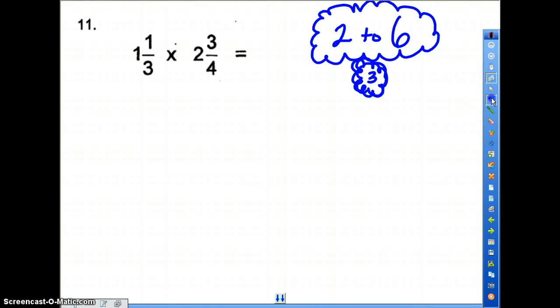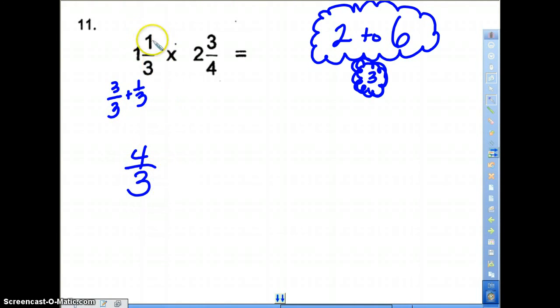All right, multiplying fractions is no problem. Tops times tops and bottoms times bottoms. And I hope you all know why that works. But if you've got mixed numbers, you've got to change them to improper first. Okay? 1 is 3/3 plus another 1/3 gives you 4/3. 1 and 1/3 is the same as 4/3.